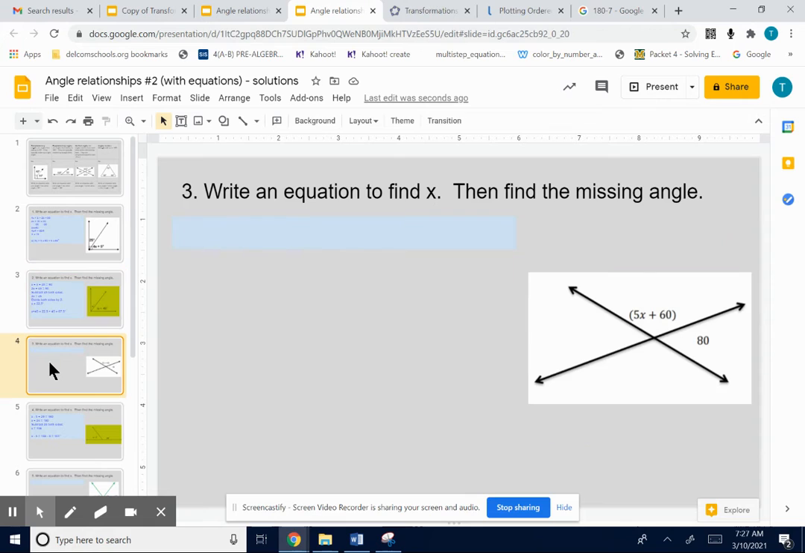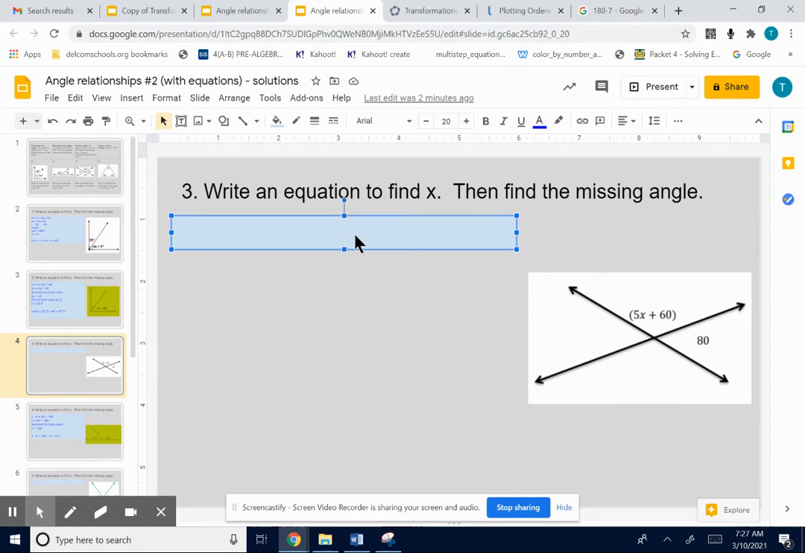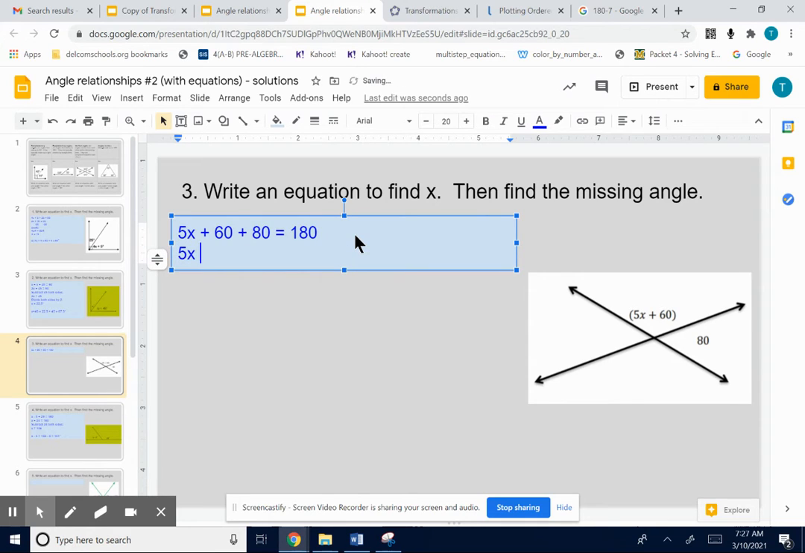Problem 3. Let's do that together. We're trying to find x and the missing angle. These two angles make up a straight line. It's called a straight angle. Angles that make up a straight line add up to 180. So I'm going to write down both expressions, an add sign in between, and set that equal to 180. 5x plus 60 plus 80 equals 180. I'm going to get my like terms together first. 60 plus 80 is 140.